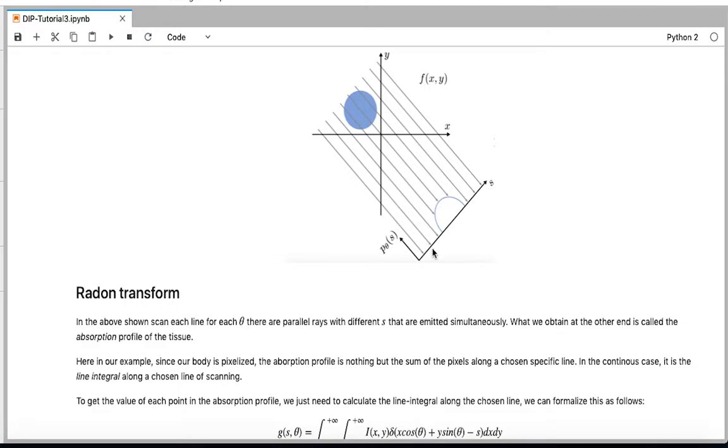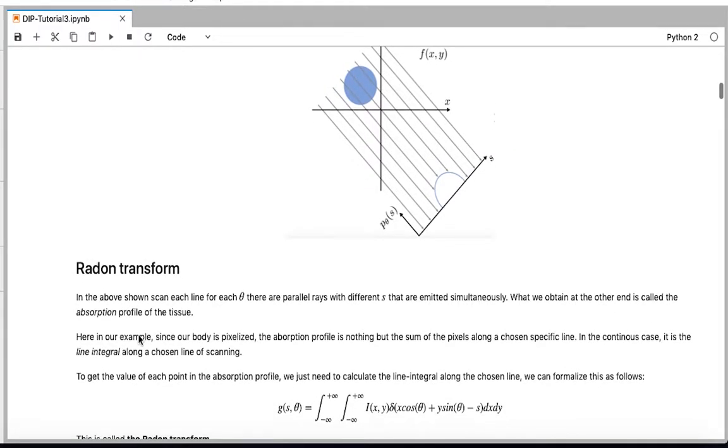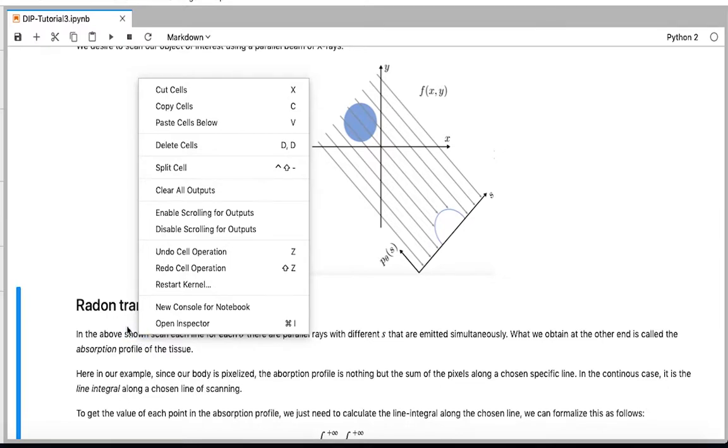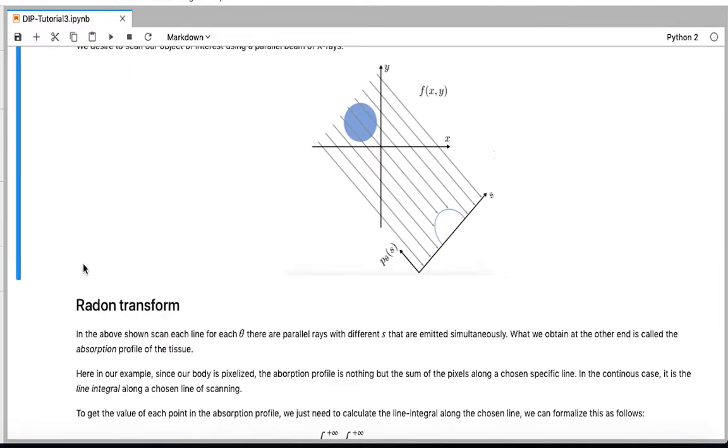You're sending rays like this, and since there is no absorption here, you get the same wave here. The projection of the body you see on the perpendicular axis of your emission is called the absorption profile, as I wrote here. If it's an image, the absorption profile is just adding the pixels along a chosen line. Let's say in the last line like this, it's summing up all the pixels, to the power of exponential minus, so that's why it's going to 0.